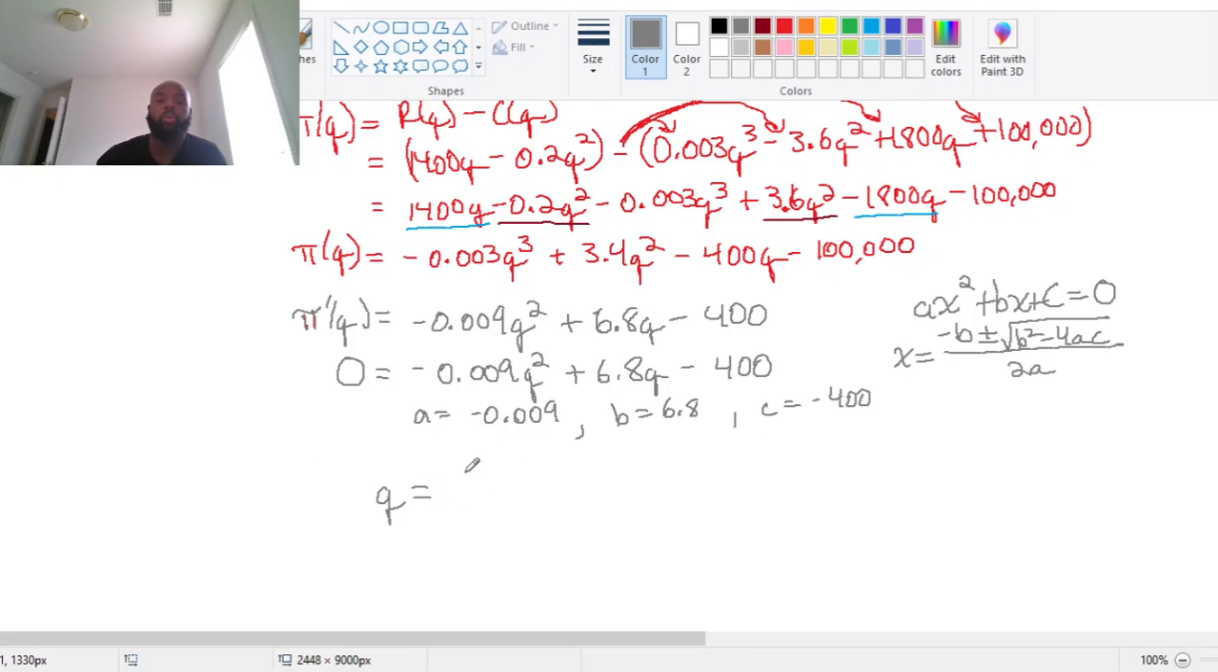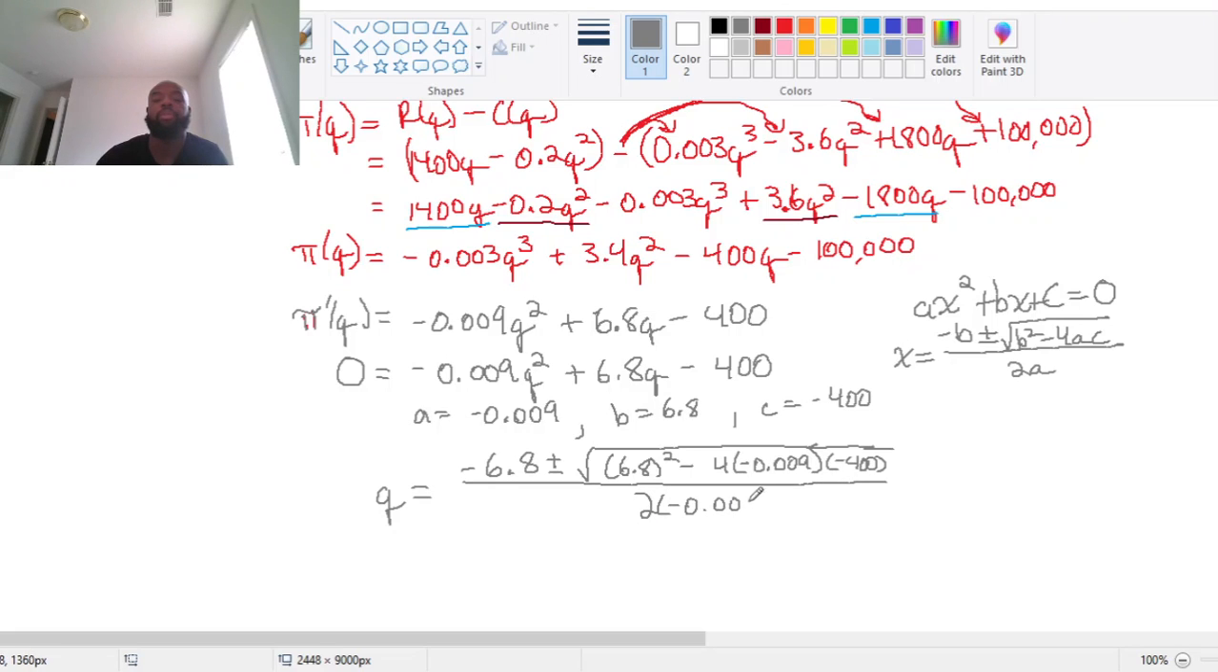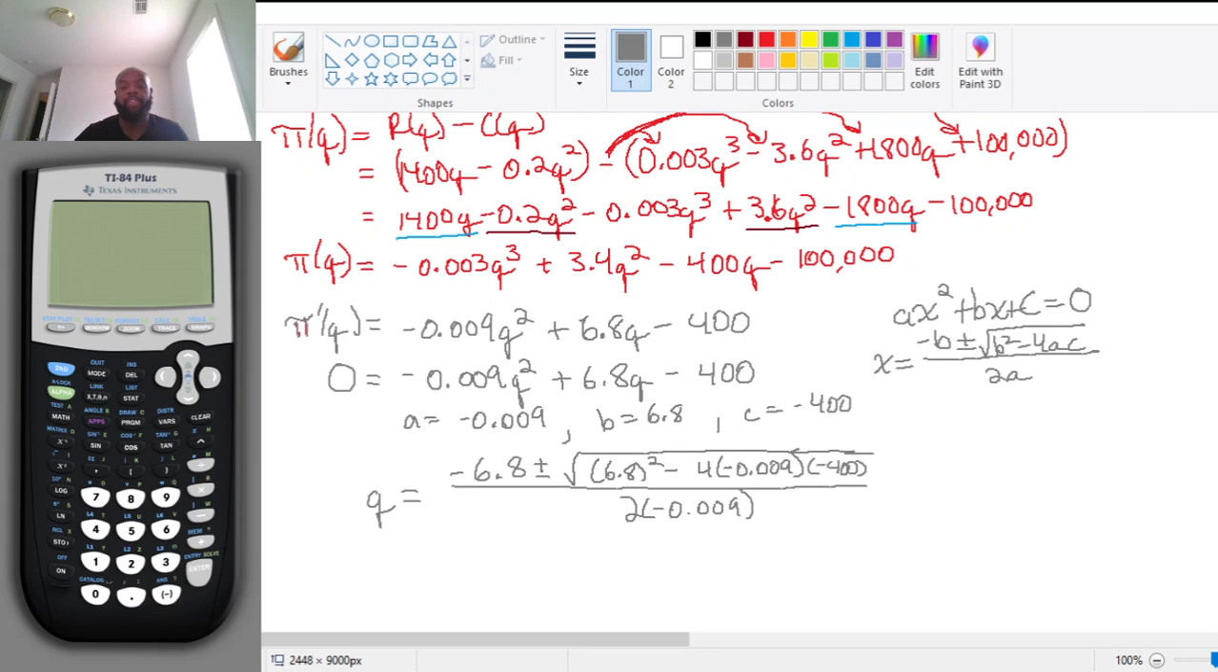Q equals negative b, which is 6.8, plus or minus the square root of b squared, that'll be 6.8 squared, minus 4 times a, which is negative 0.009, times c, which is negative 400, all over 2 times a, which is that negative 0.009 once again. And this is what we're going to do. We're going to use our calculator to figure out what these numbers are. And so I'm going to turn my calculator on.